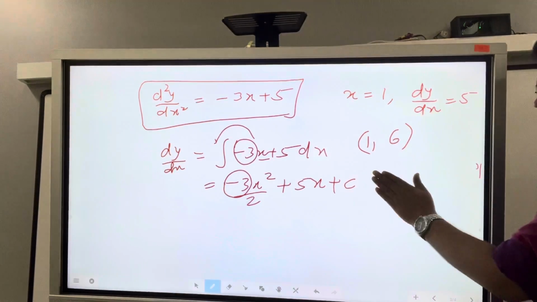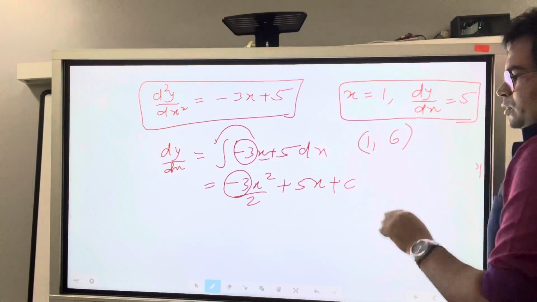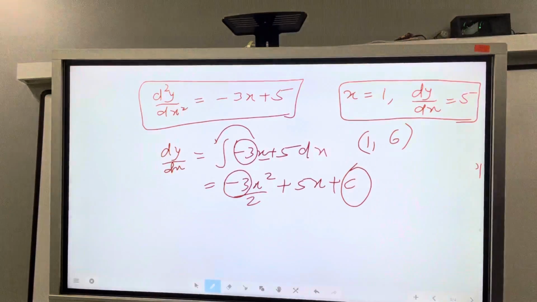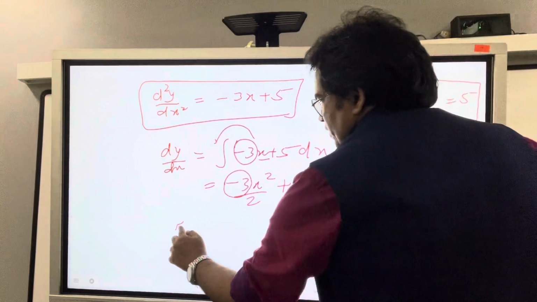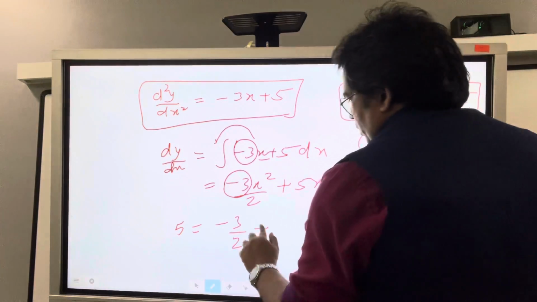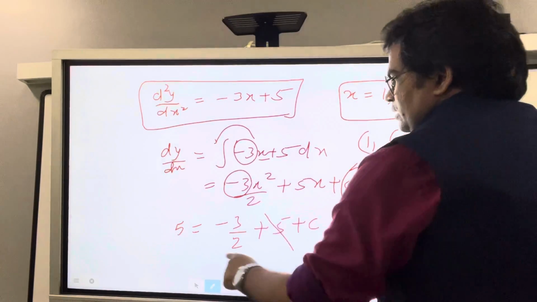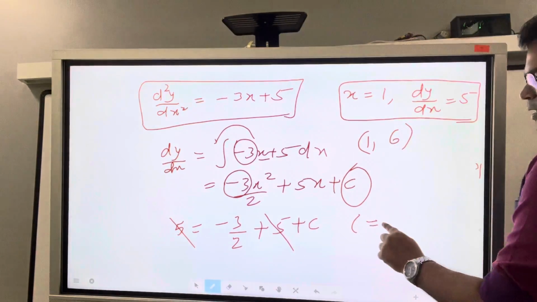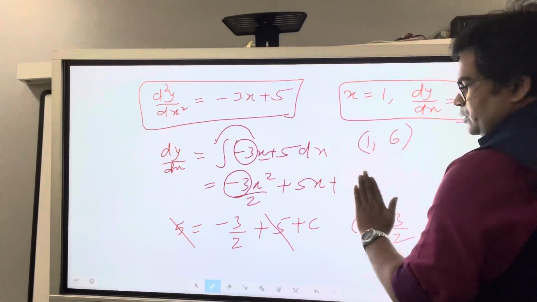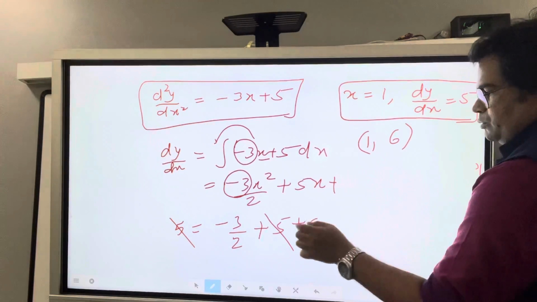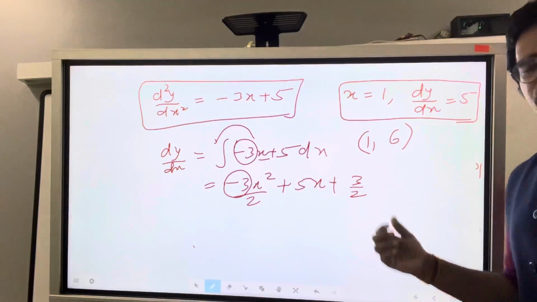And the second step is, once you've got this, you have to find the constant. With this given condition, I need to find what this constant is. So when x is 1, the derivative is given as 5. So 5 equals negative 3 by 2 plus 5 plus c. If you simplify this, the 5 gets cancelled here, so we get c is 3 over 2. Once you've got c is 3 over 2, I can replace c out here. Now we're going to put 3 over 2. So this part is now the expression for the derivative function.